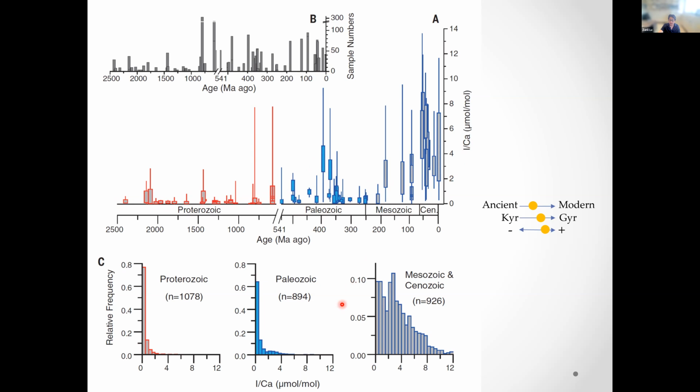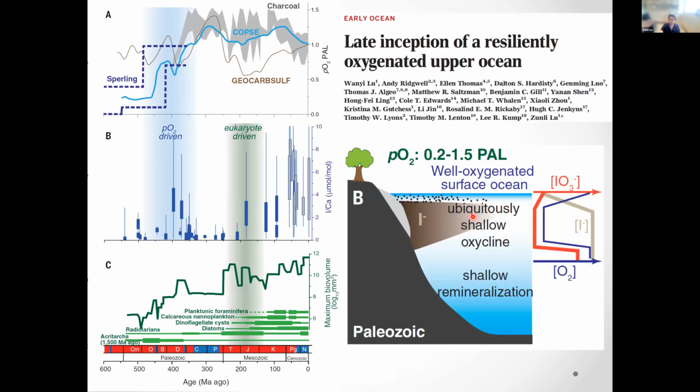If you look at the distribution, interestingly, the Paleozoic iodine calcium distribution is more similar to the Proterozoic, and the Mesozoic and Cenozoic have a very different distribution. So how do we interpret these long-term shifts, right? That was what I was very interested in.